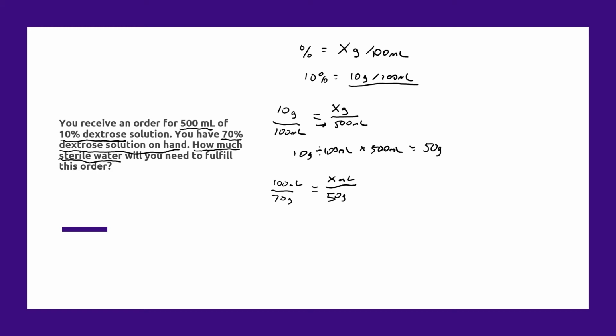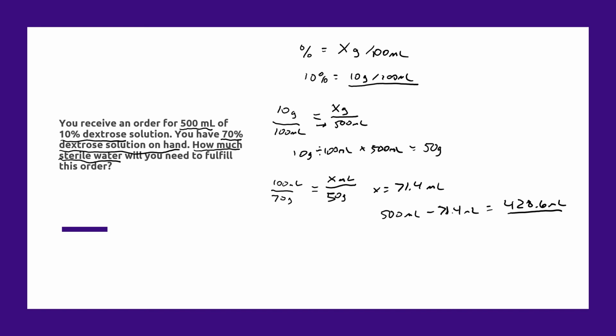So we can solve for this again by solving that left-hand side. So that's going to be 100 divided by 70 times 50. And that is going to be 71.4 milliliters. And we know we are going to have 500 milliliters total. 71.4 of that is going to be the 70% dextrose. So the remainder is going to have to be sterile water. So if we solve that out, we get 428.6 milliliters of sterile water as our answer.